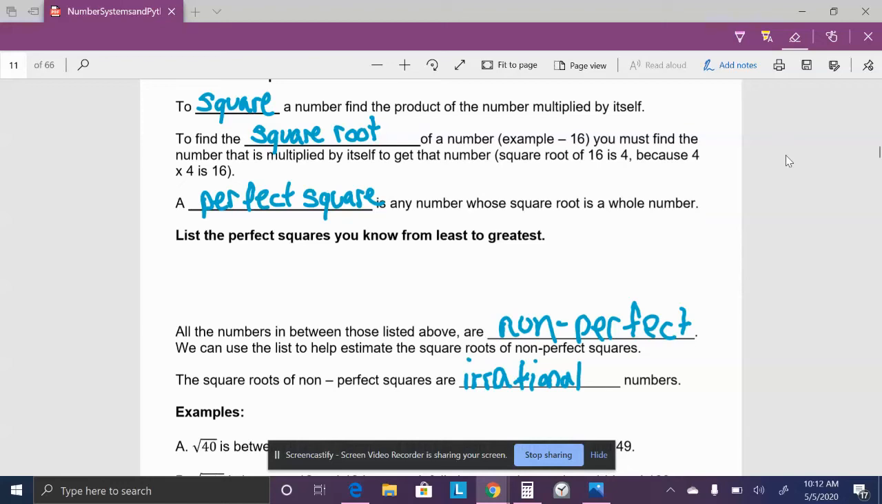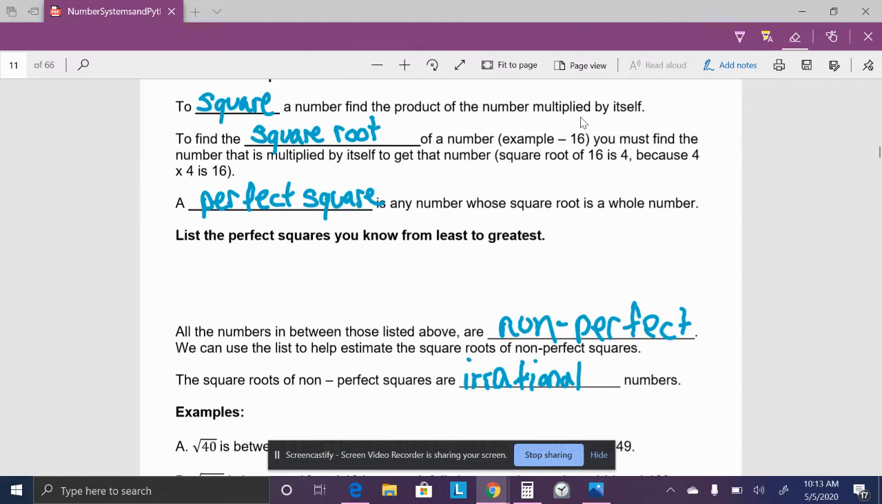Today's video, we're going to be learning about square roots. So what is a square root? Well, first we have to remember what it means to square a number. To square a number is basically finding the product of a number multiplied by itself, right? So when I say 4 squared, I'm just saying 4 times 4.